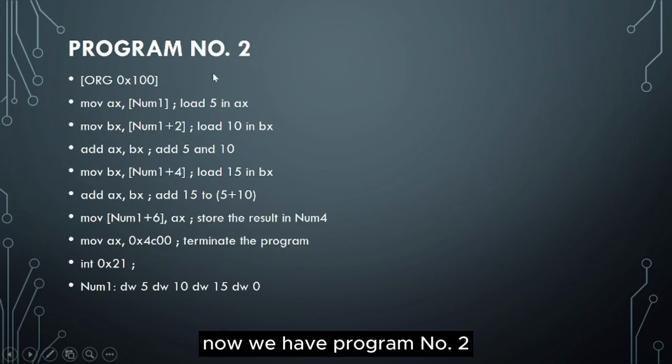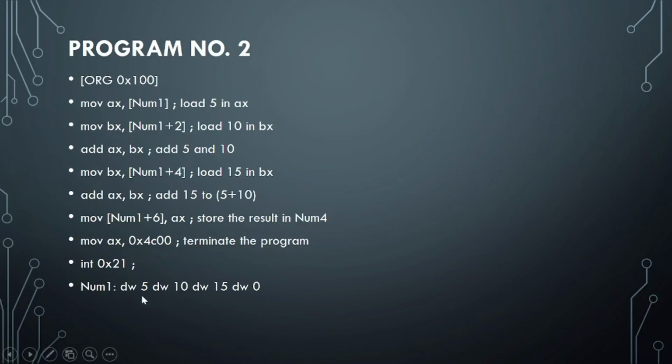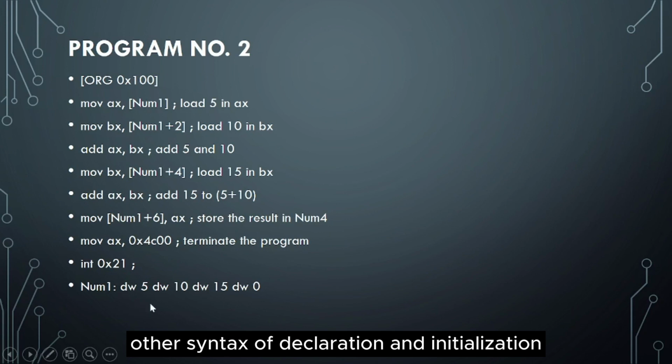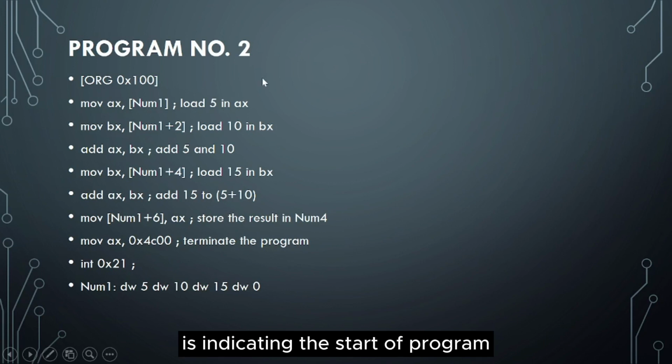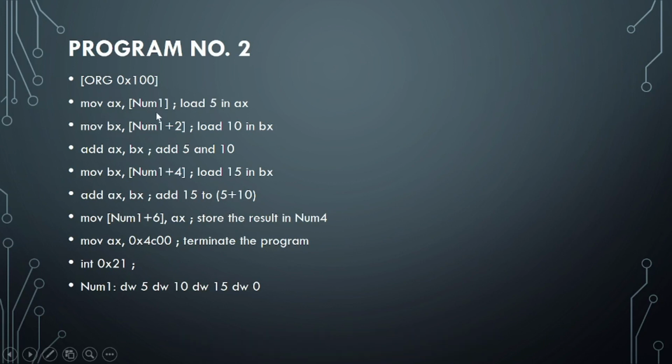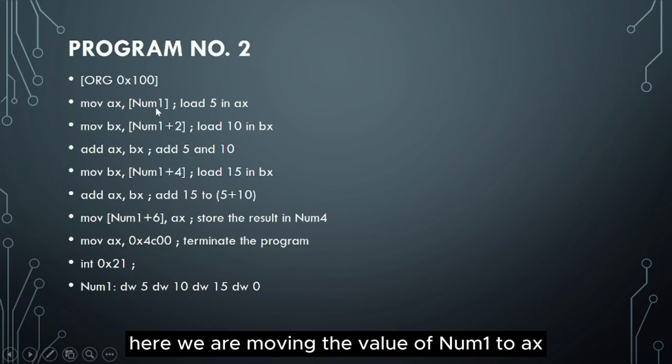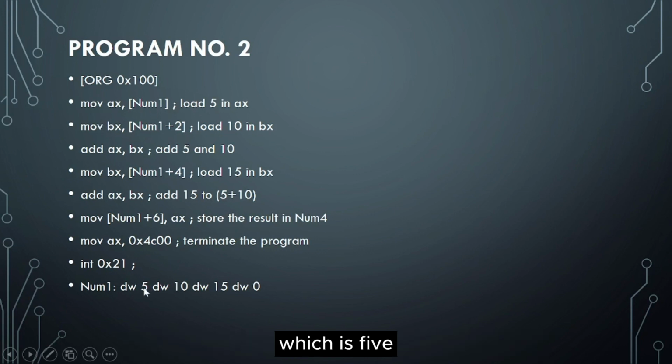Now we have program number 2, where we are implementing the other syntax of declaration and initialization at the same time. Originate from 100 is indicating the start of the program. Move AX num1. Here we are moving the value of num1 to AX, which is 5. So 5 will be moved to AX.